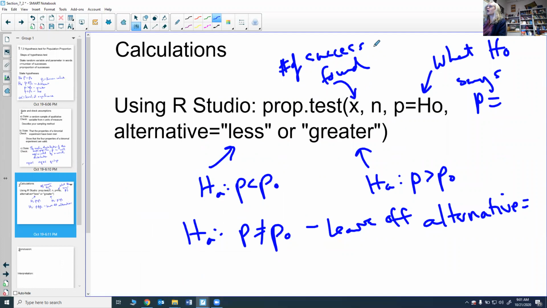If you don't actually know what that is, if they didn't give you that, they just gave you your percent, then you just do N times your P hat. They would have given you your P hat. You just do N times P hat to find out what that is. Round it, and then your N is your sample size. All right, so then we can go ahead and paste this in.